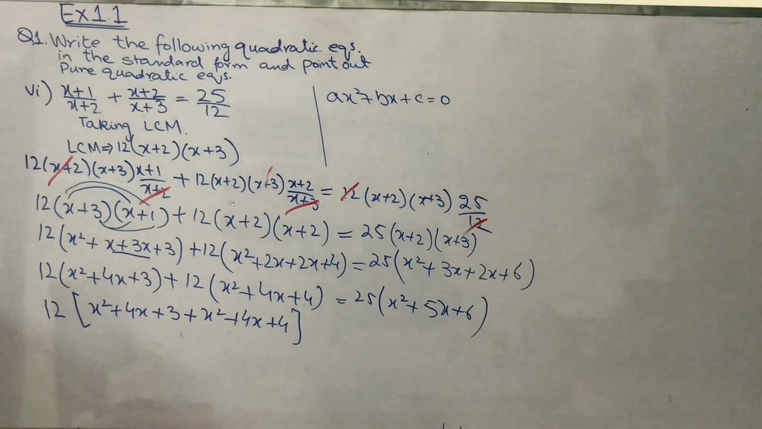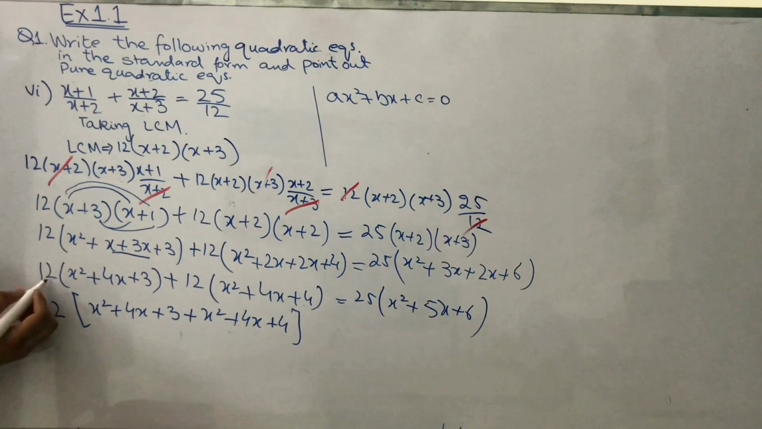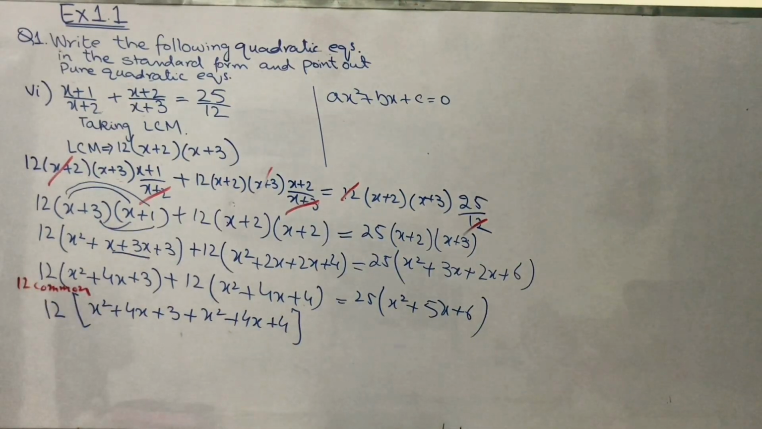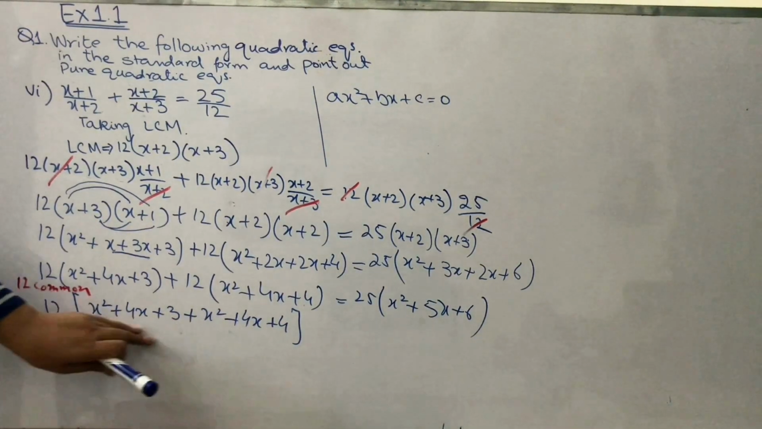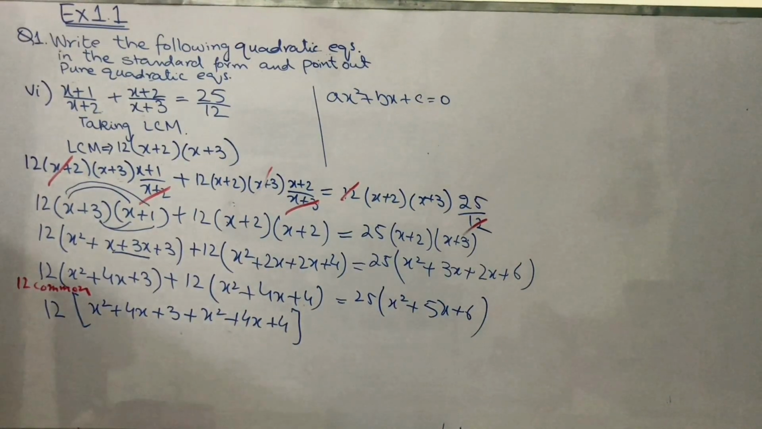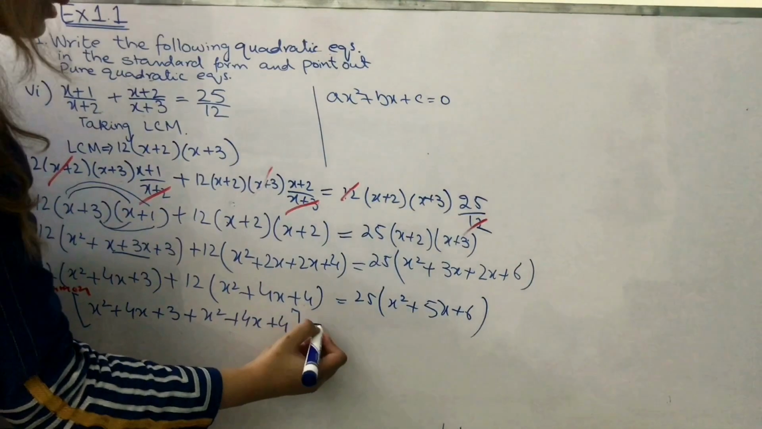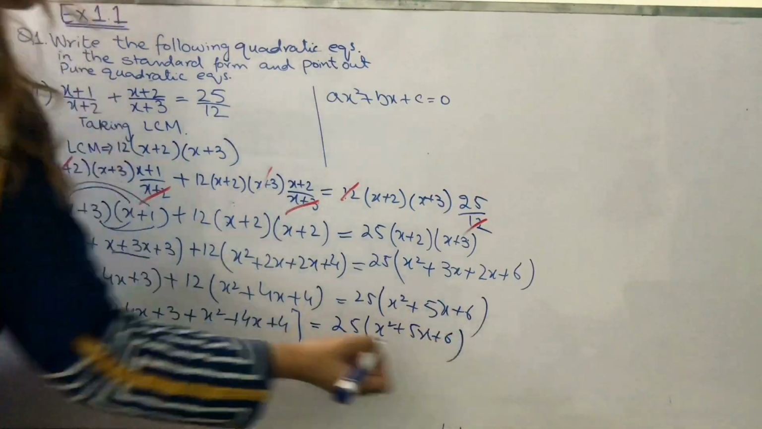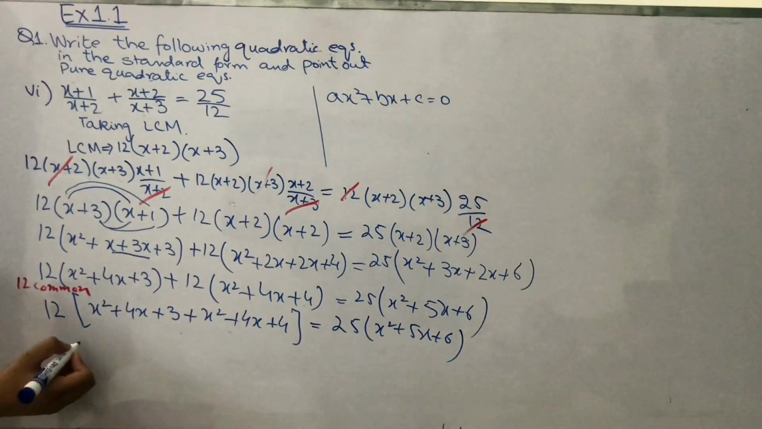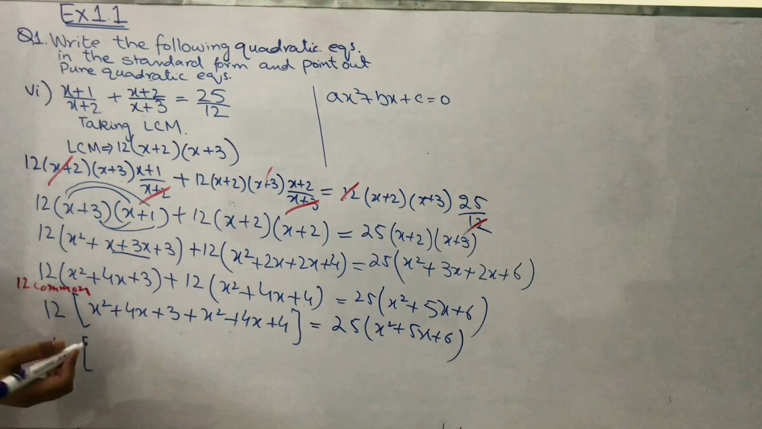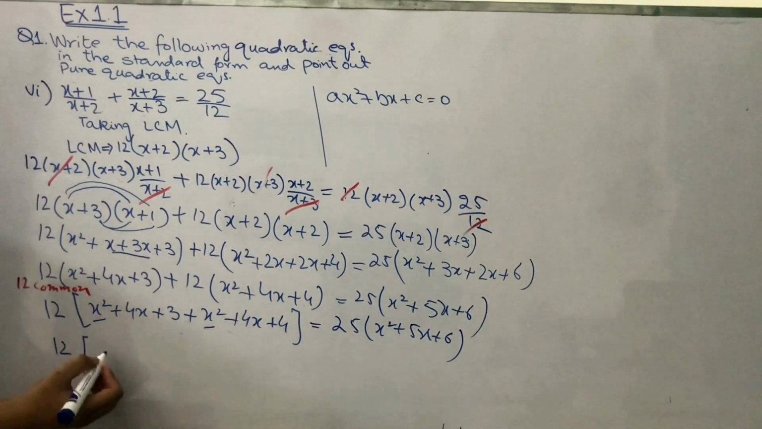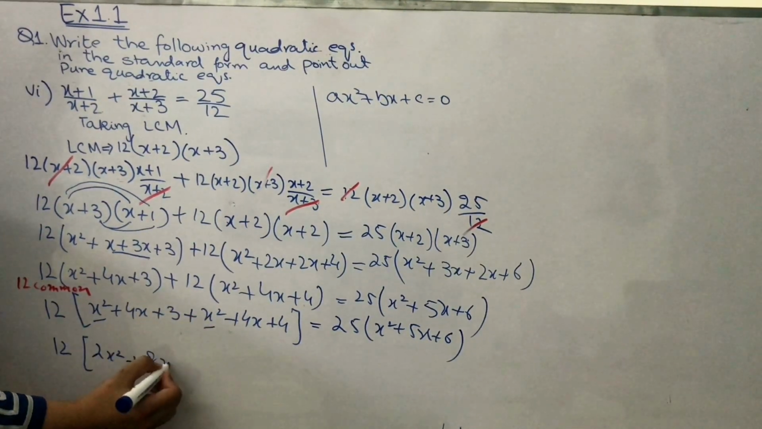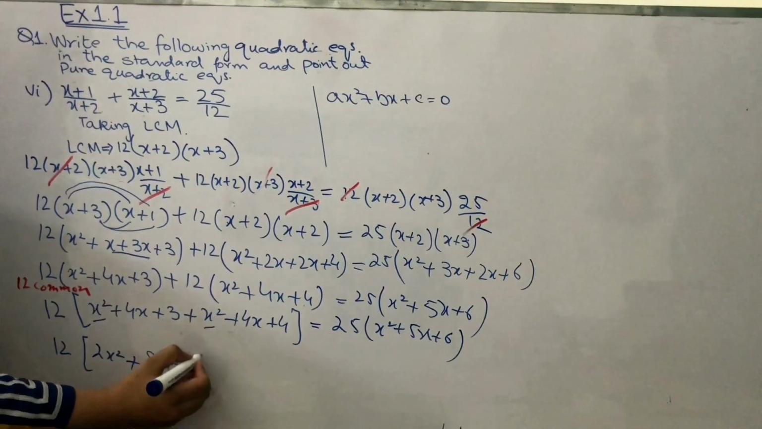Here I can write it so you can understand easily. I have taken 12 as common, so I am going to be left with these factors. Now you can add the like terms. Write it as it is. So x square can be added to x square, it becomes 2x square. 4x plus 4x is 8x, and 3 plus 4 is 7.